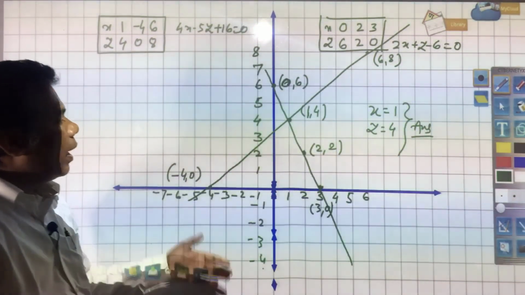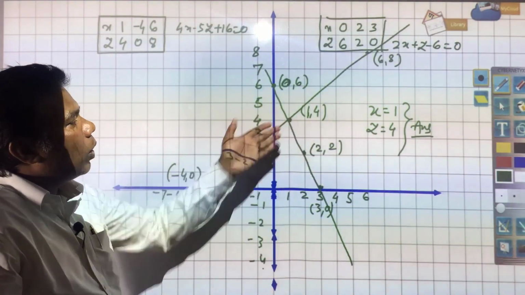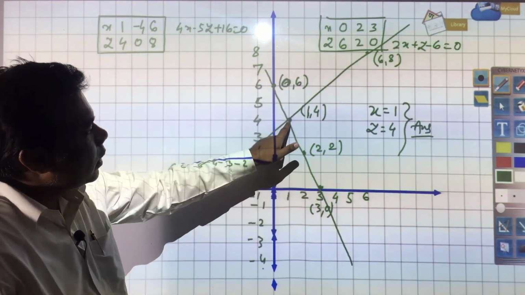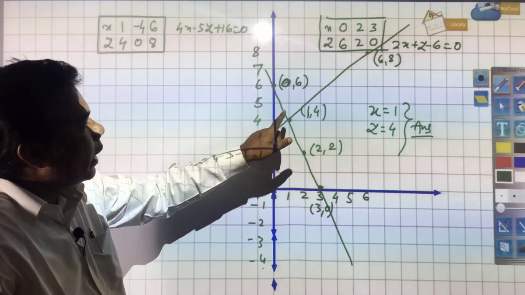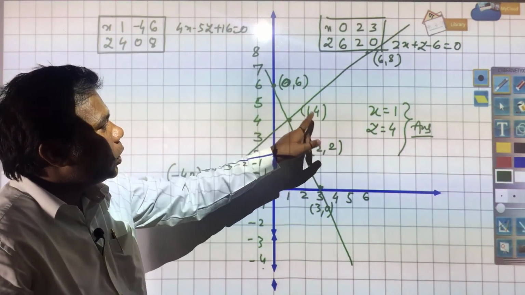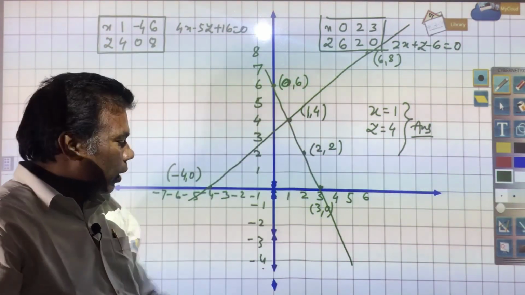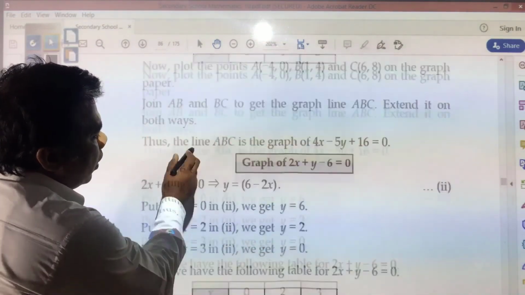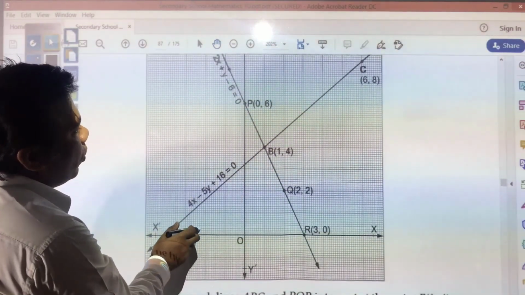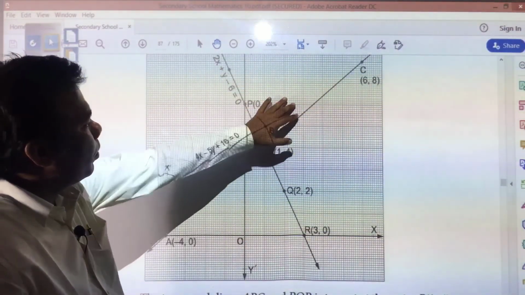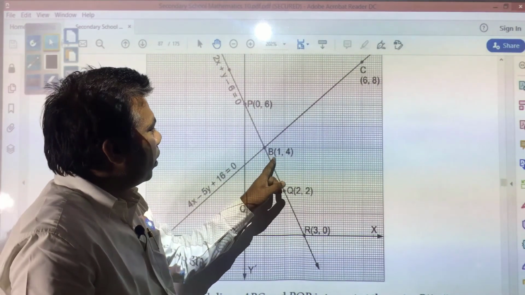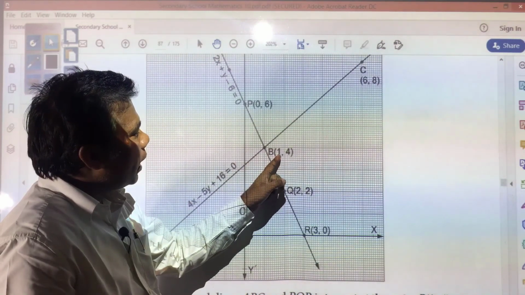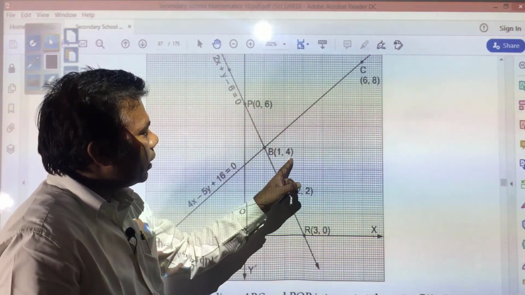So, in this way graph is required to be plotted and the solution can be found out. Where lines are intersecting, at that point, whatever coordinates you have got, those will be your x and y. Here you see, in the same way in the book also this graph has been plotted and you have got a point of intersection where coordinates are 1 and 4. So, x is equal to 1 and y is equal to 4.